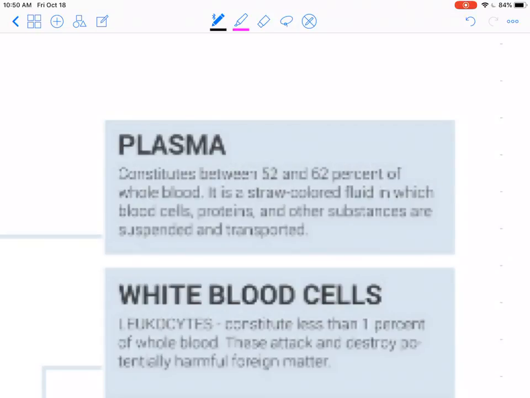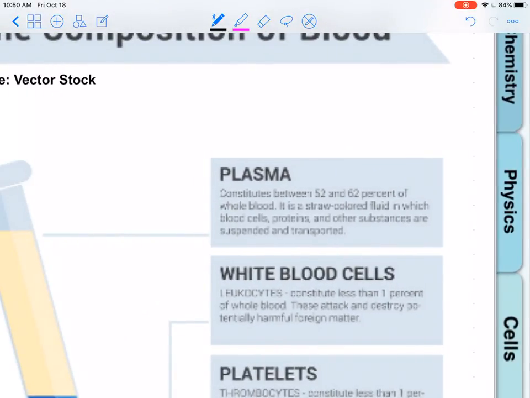This is not the easiest to read, so I'll try to read it for you. Plasma constitutes between 52 and 62% of whole blood. I can't read that word, sorry. It is a straw-colored liquid in which blood cells, proteins, and other substances are suspended and transported. This word is whole. 62% of whole blood.